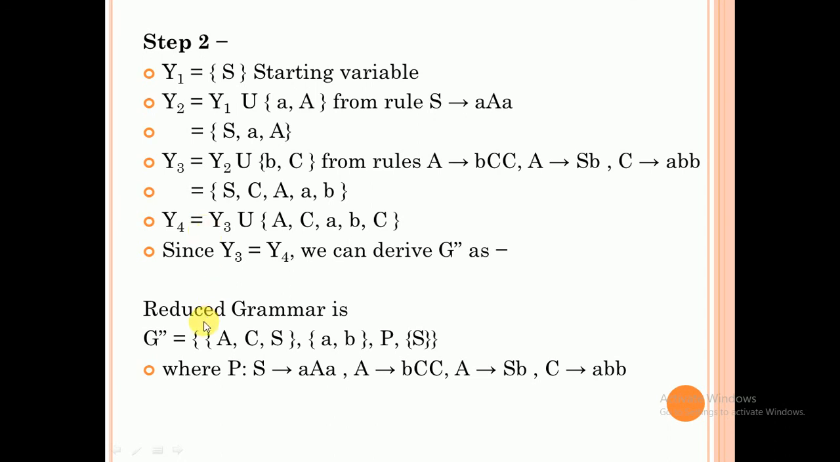So the reduced grammar for this is, we have only 3 variables, 2 terminals and productions. We have only 4 productions. Production number 1, production number 2, production number 3, production number 4. These are the productions which I have used in step number 2.